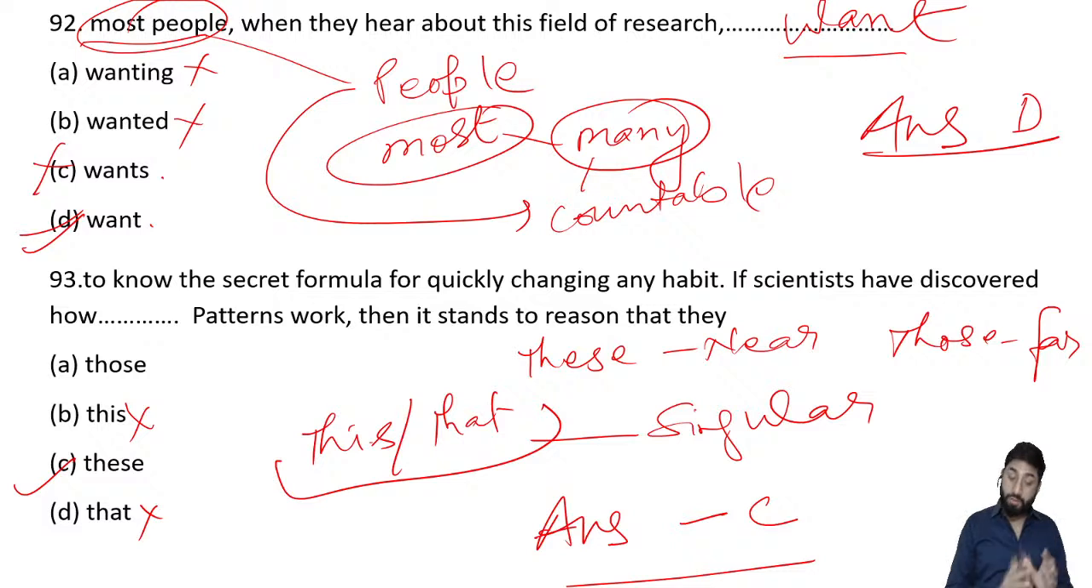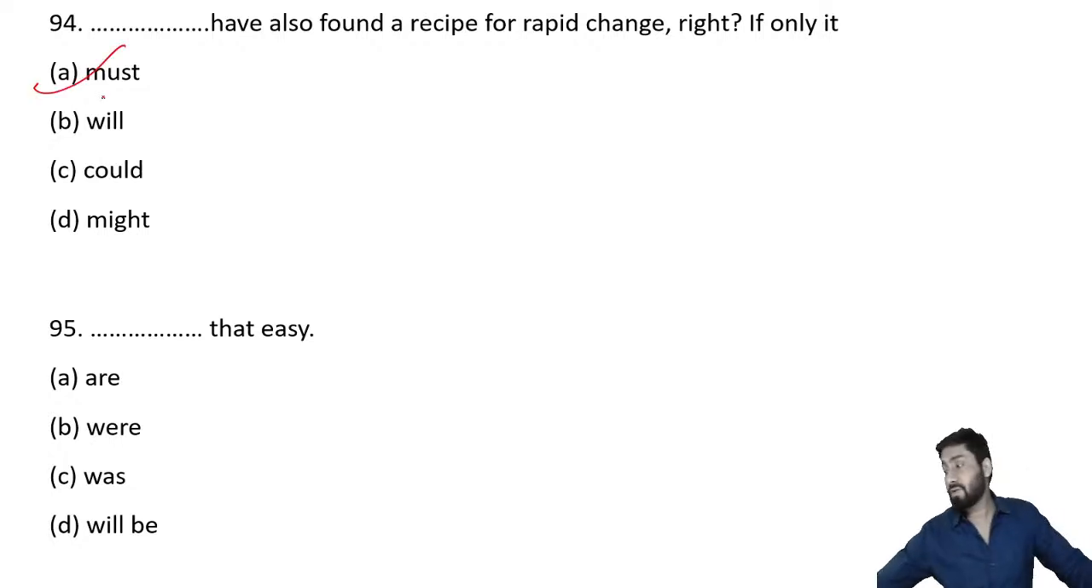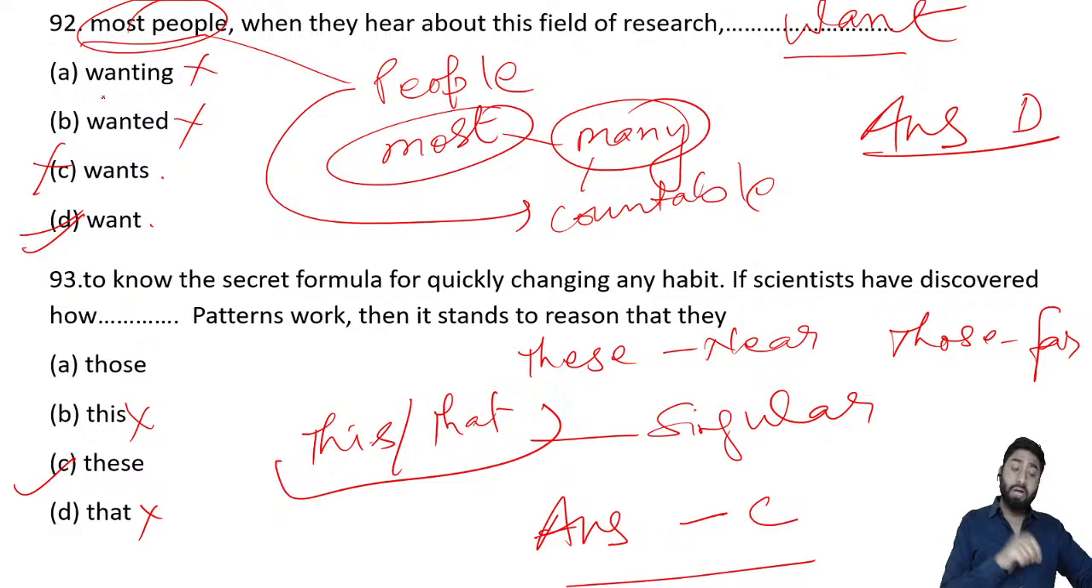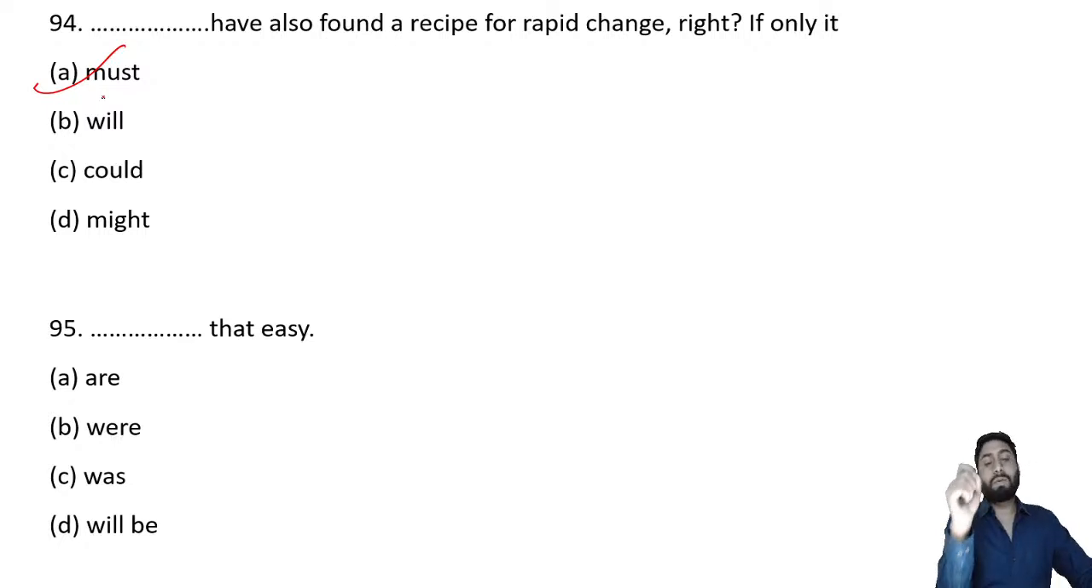So these patterns work, then it stands to reason that they, let's go further, they blank have also found a recipe for rapid change. They blank have also found, they must have also found, they will have also found, could have also found, might have also found. They must have also found because it is linked to the previous one. How these patterns work, then it stands to reason that they must have also found a recipe for rapid change, right?